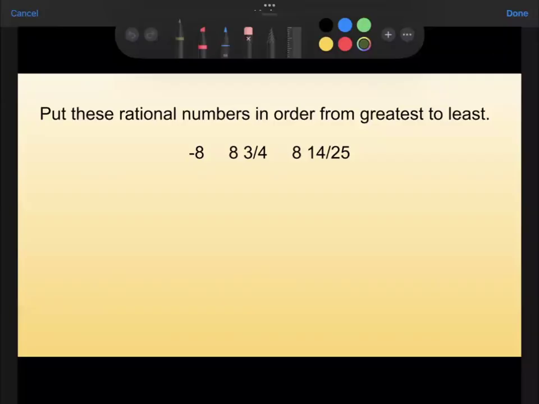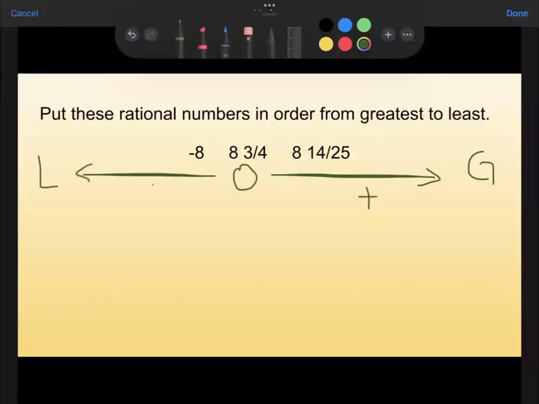I'm going to do the same thing I did last time, whereas I created kind of a number line, put it in order from least to greatest, and then flip it around at the end. So it goes in order from greatest to least. So let's kind of draw that out. This would be the least. This would be the greatest. I'd have 0 in the middle. Then everything on this side is positive and everything on this side is negative.